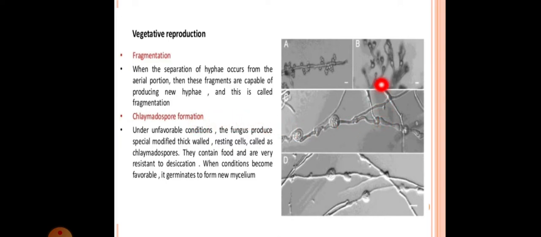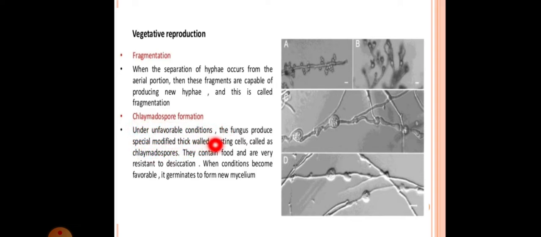When the hyphae get separated from the aerial portion or any absorptive portion, they break and produce small fragments. These fragments are capable of producing new hyphae, and this is known as fragmentation. Then the next one is chlamydospore formation.